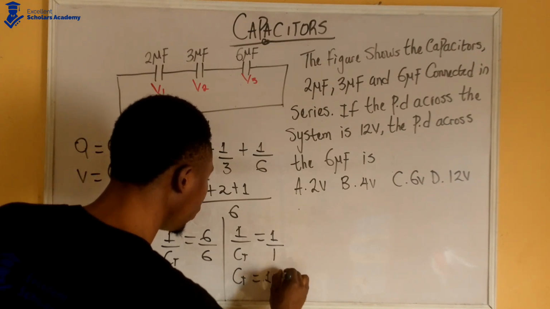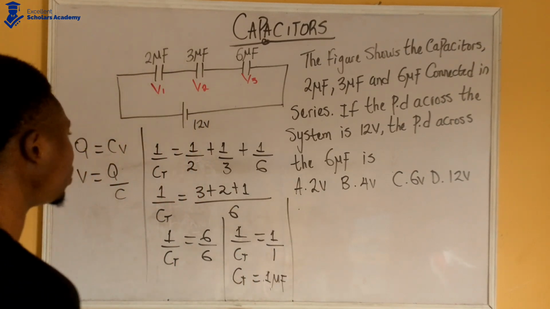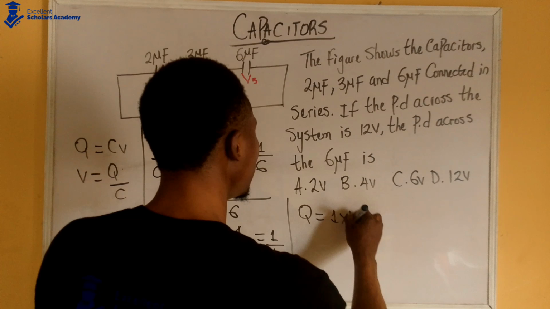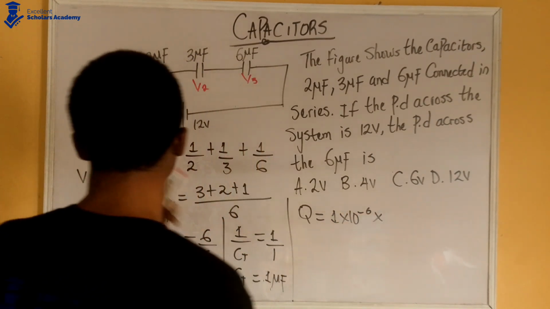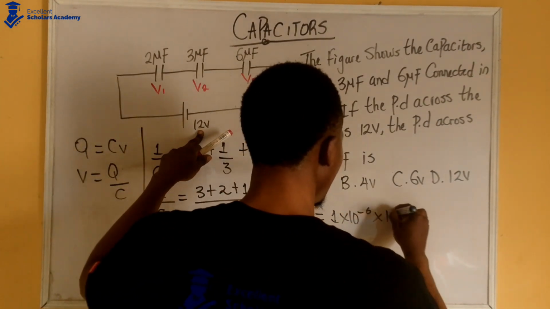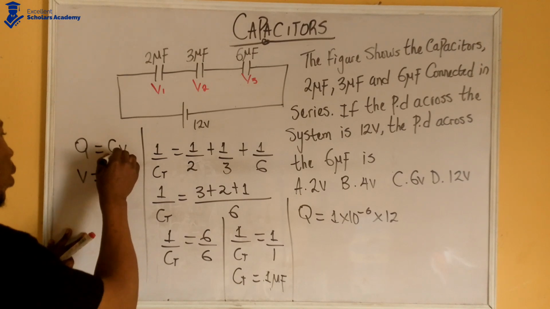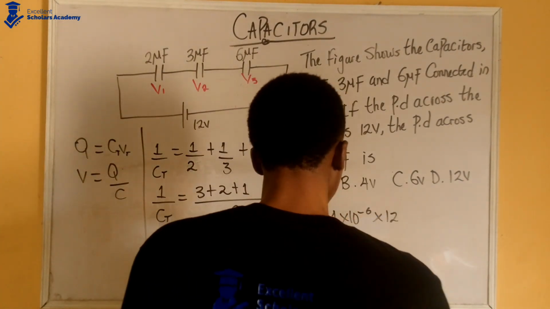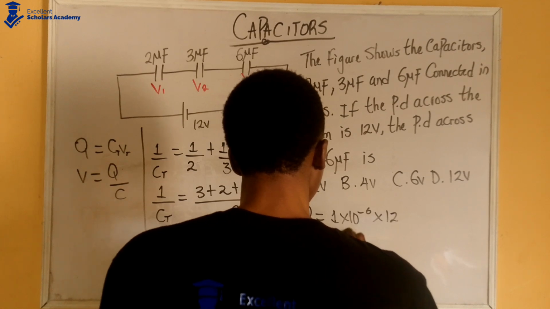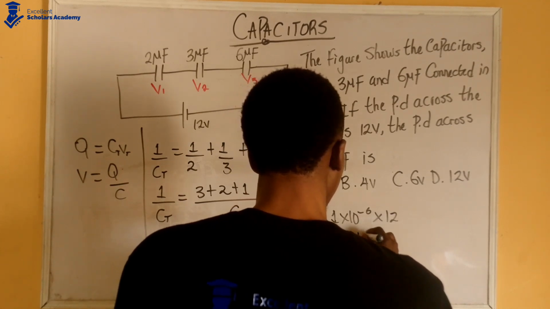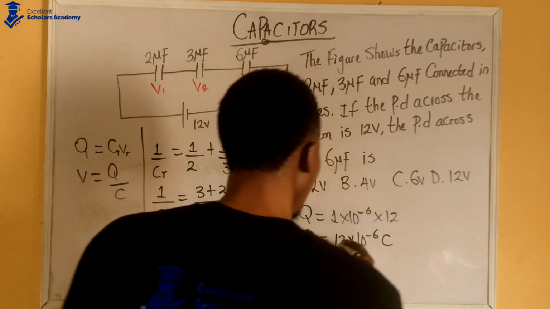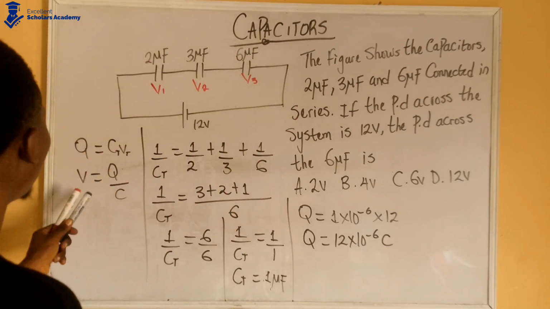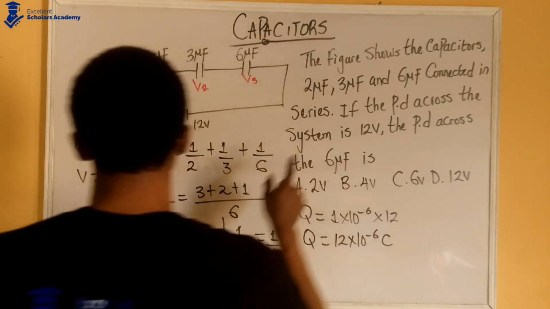So let's get the total charge now. The total charge is Q equal to 1 microfarad, 1 times 10 to the power of minus 6, multiplied by the total voltage, 12. We're working with total capacitance and the total voltage. So Q is equal to 12 times 10 to the power of minus 6 coulombs, which is 12 microcoulombs. So now we can find the voltage across the 6 microfarad.